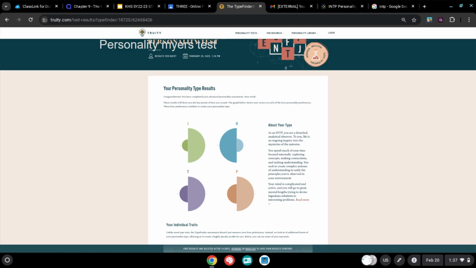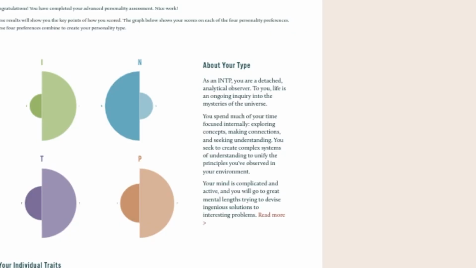What did I learn here? You spend much of your time focused internally, exploring concepts, making connections, and seeking understanding. You seek to create complex systems of understanding to unify the principles you've observed in your environment. Your mind is complicated and active, and honestly, I would have to agree with all this. This is a lot like me, for real.